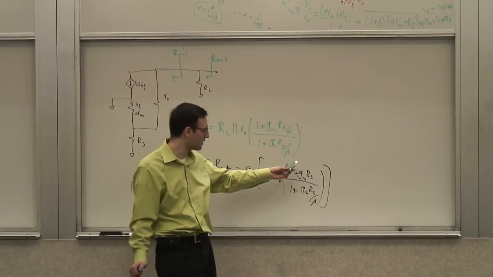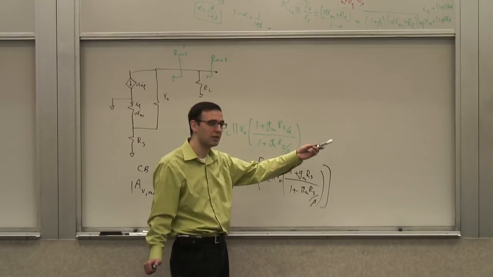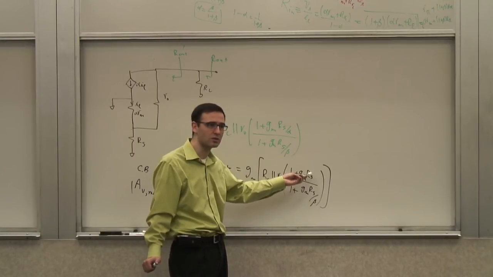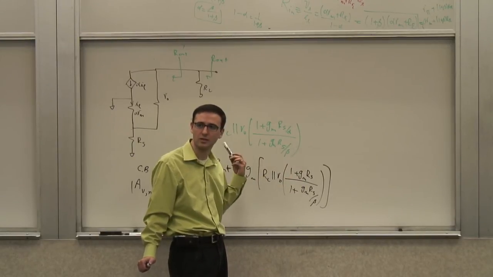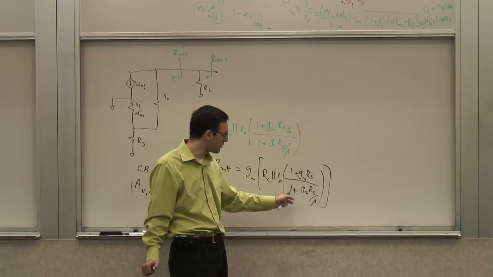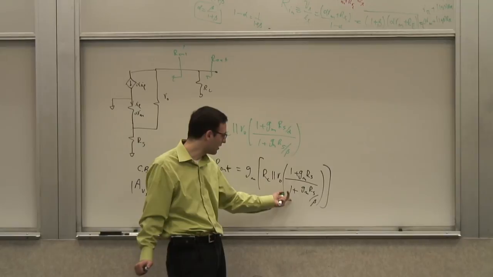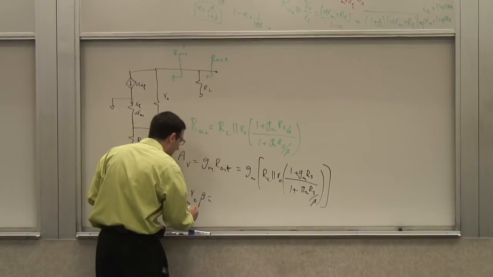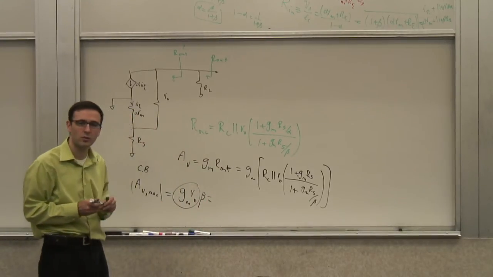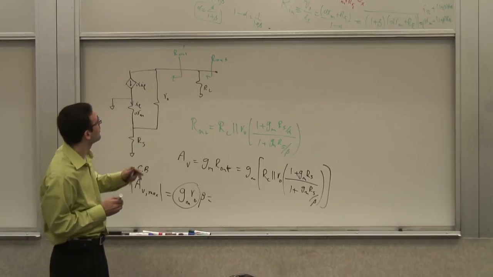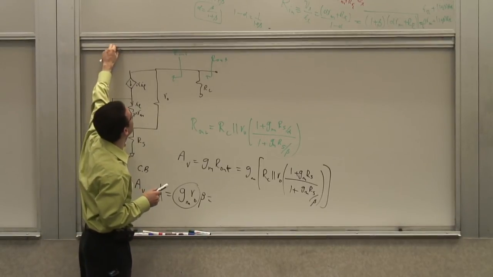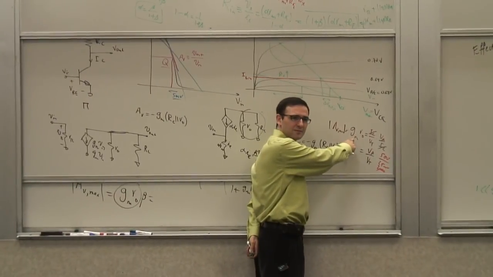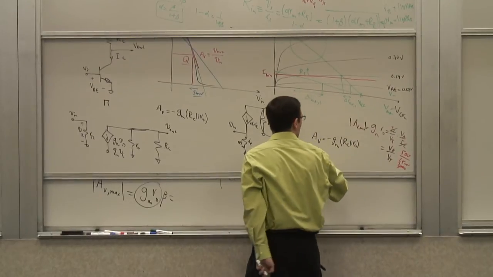Well, we know what the limit of this thing is, right? We did that calculation. If I make my RS very large, GM RS is very large. Let's say my GM RS is very large. What does this reduce to? Beta. It asymptotically reaches beta. So this becomes beta RO, GM RO times beta. Now, GM RO was what? It was the maximum achievable gain of a common emitter, which was VA over VT.